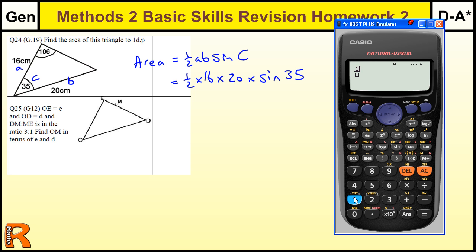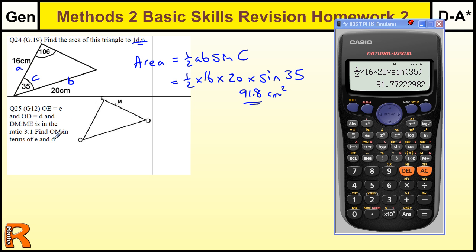So a half times by 16 times by 20 times the sine of 35. Make sure there's a little d in there, or it says degrees. It's in degrees, and we get 91.77, but to one decimal place that would be 91.8, and this is centimeters squared.